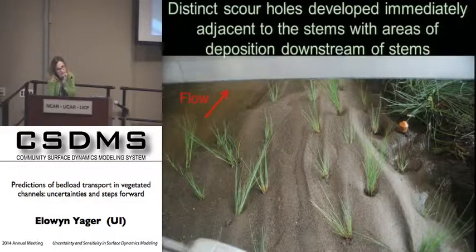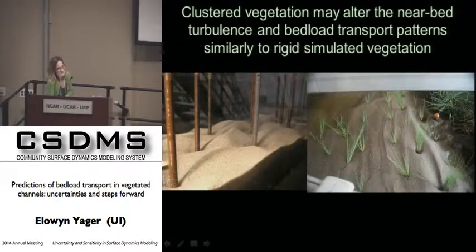Smaller morphologic changes were also observed. So here are our individual vegetation stems. We see distinct scour holes immediately adjacent to them and these long strings of deposition downstream. And this roughly corresponds to what we saw in the lab, where we had distinct scour holes immediately adjacent to these cylinders and sort of these stationary bed forms or deposition areas downstream.